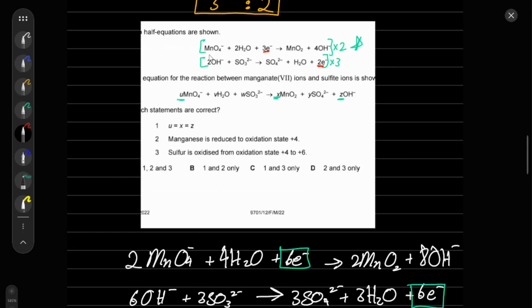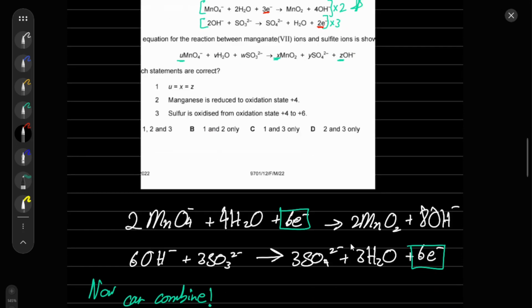So 2 times 1, that is 2MnO4 negative, 2 times 2, that is 4H2O, 2 times 3 electrons, that is 6 electrons, and 2 times MnO2, that is 2MnO2, and so on and so forth. You can make 2 simple equations. And then what you're going to do is combine them together.